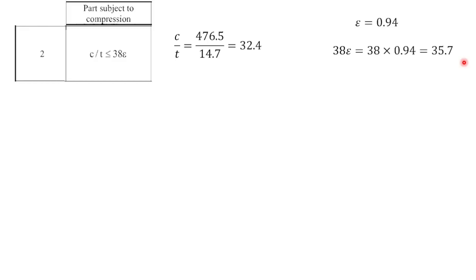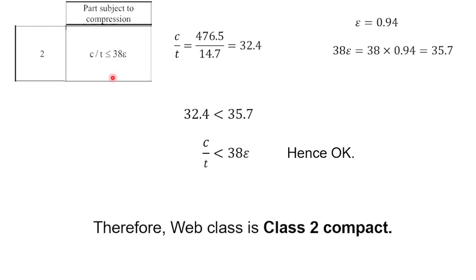Now we can compare c over t and the 38 epsilon value. So this is okay. As you can see, 32.4 is less than 35.7. That means c over t ratio is less than 38 epsilon. So this condition is satisfied. Hence we can write, hence okay. So now we can write, therefore web class is class 2 compact.